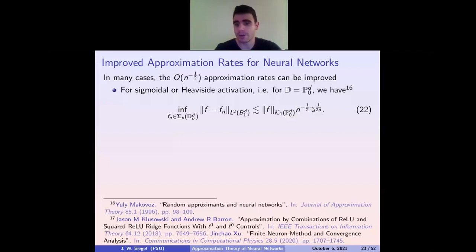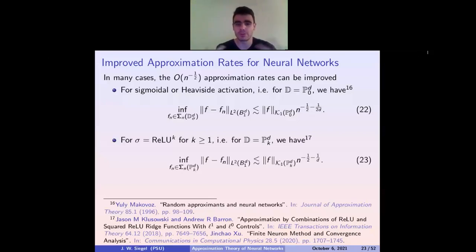Right, so in high dimensions, this is maybe not much of an improvement, but you get an actual improvement in the rate of n to the minus 1 over 2d. And this was then also recently extended to sigma equals ReLU to the k, where it was shown that you can also improve this n to the minus 1/2 rate by a little bit, to get n to the minus 1/2 minus 1 over d.